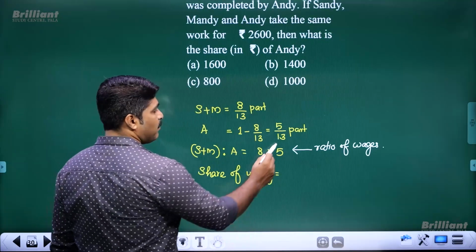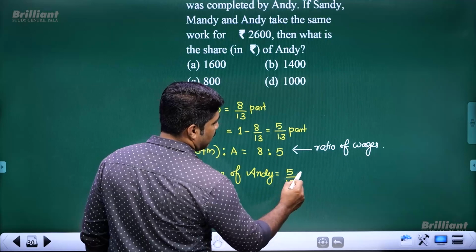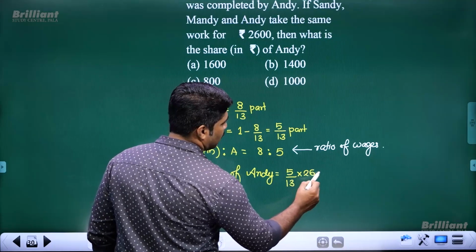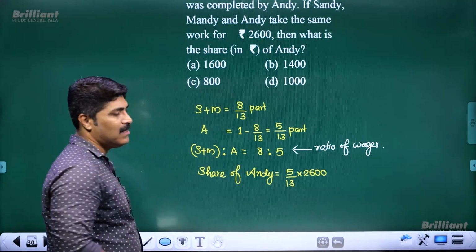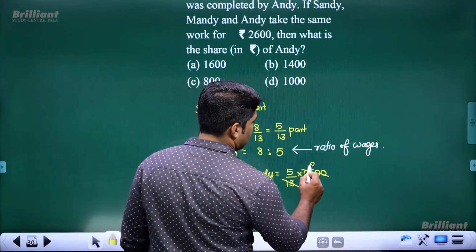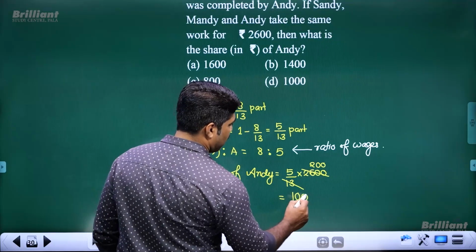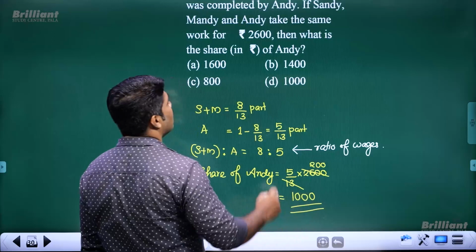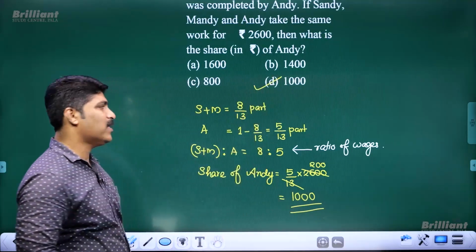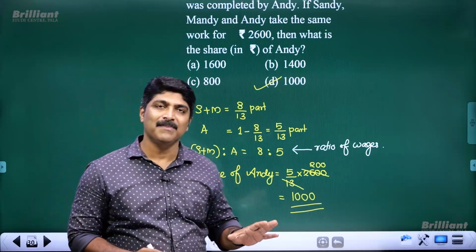So here Auntie's part is 5. This is 5 over 8 plus 5, that is 13, of 2,600. That's a very simple ratio application. Here this is equal to 200. 5 into 200 will be equal to 1,000. So this is the share of Auntie. So that's a simple ratio related question. There you have to understand the concept.